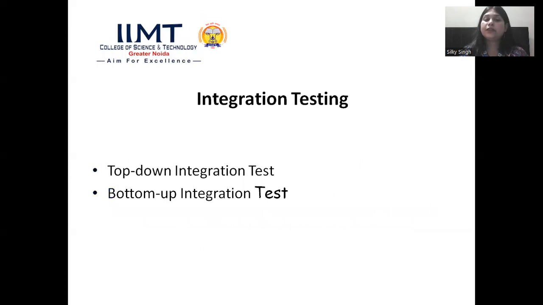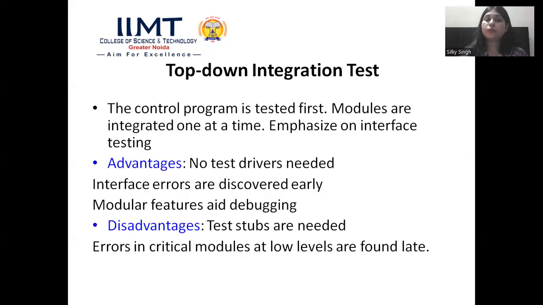Now, integration testing. There are two types: incremental and non-incremental. Non-incremental has no subsets. Then incremental has two types: top down and bottom up. Top down integration test: the control program is tested first. Modules are integrated one at a time.